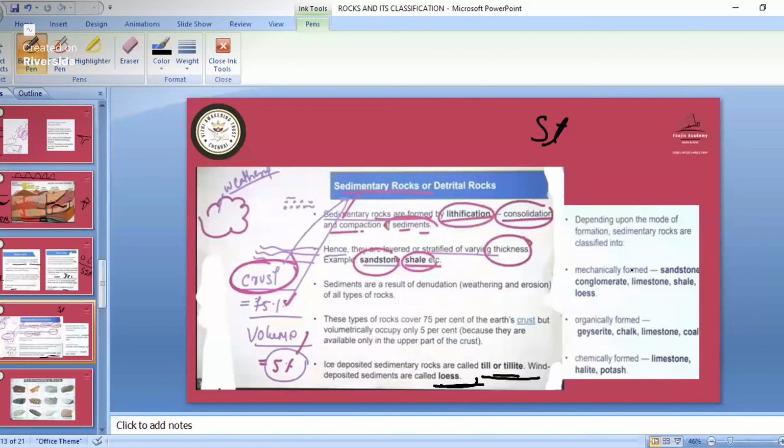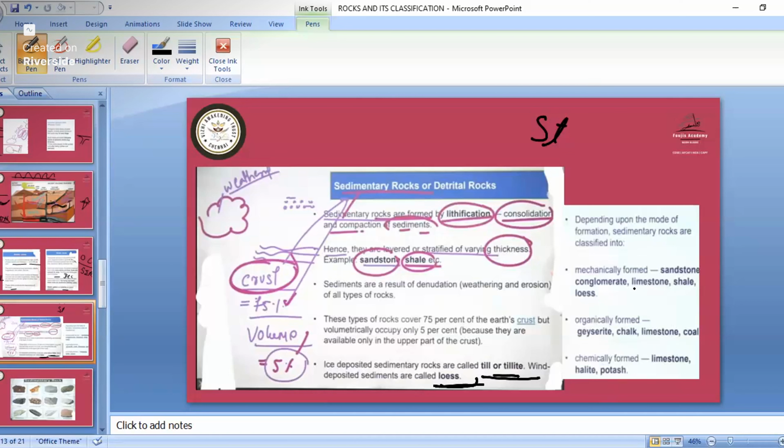Depending upon the mode of formation, sedimentary rocks are divided into mechanically formed, organically formed, or chemically formed. Mechanically formed means physically formed, like sandstone, limestone, shale, conglomerate. Organically formed means they have the content of some organics, like the presence of some minerals, or silica, some organic, like the bonding type you might have studied in organic chemistry. That presence is known as organically formed. Then chemically formed are limestone, halite, potash, and organically formed are gypsum, chalk, limestone, and coal.